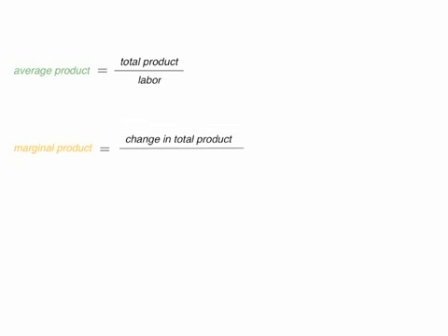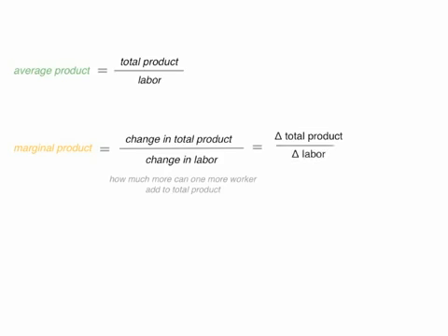I need to introduce a couple formulas. One is average product, and that's equal to total product divided by labor. Next we have marginal product, and that's equal to change in total product divided by change in labor, which is how much one more worker can produce. It's often written as delta total product, which means change in total product, divided by change in labor, and that equals total product divided by 1 in this example here, and I'll discuss that more. One last point of interest is the marginal product is the slope of the total product line.